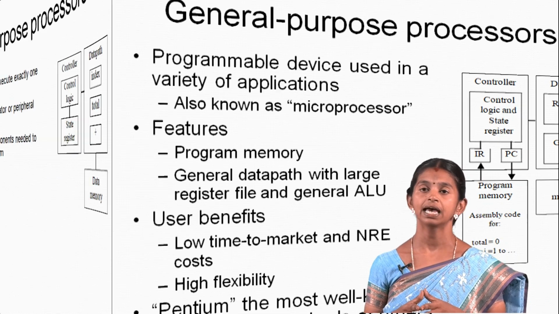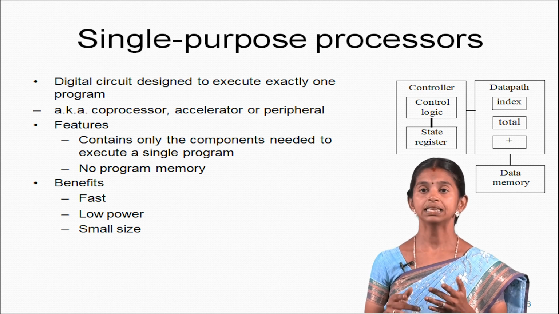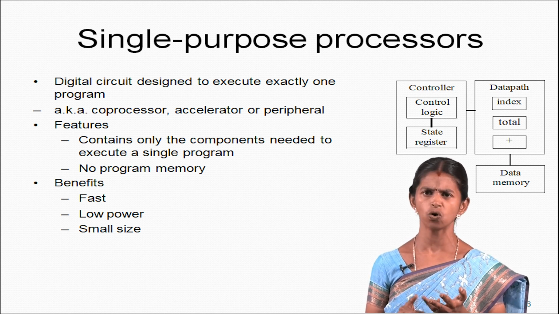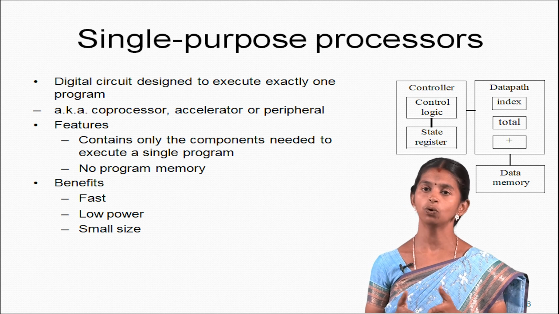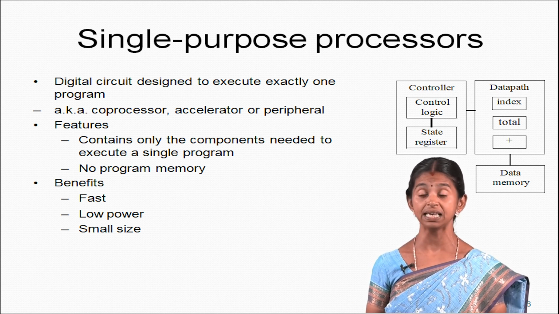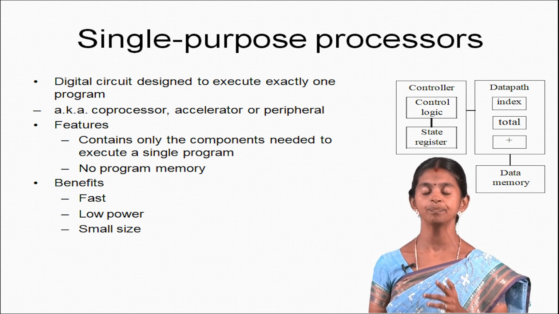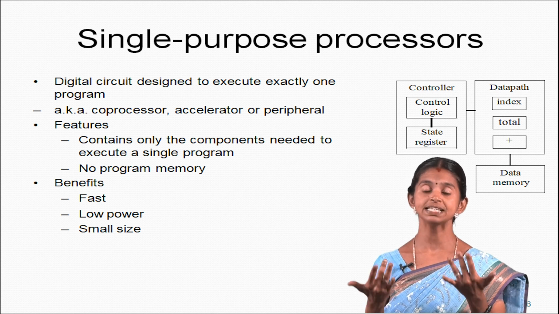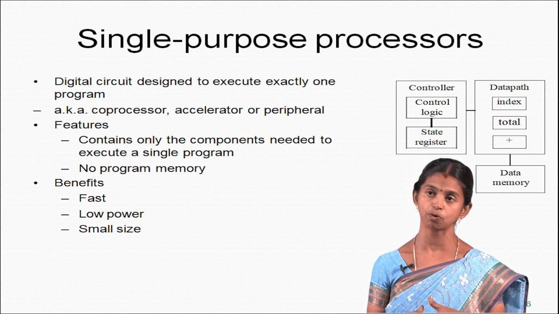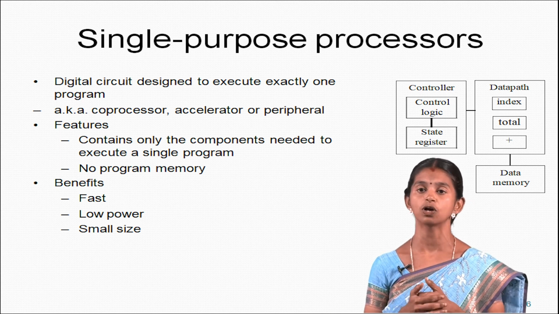Single purpose processor, a digital circuit designed to execute exactly one program, that is a coprocessor, accelerator or peripheral device. What are the features of single purpose processors? It contains only the components needed to execute a single program, with no program memory. The benefits that we gain from single purpose processors are that they are fast, low power and very small in size.